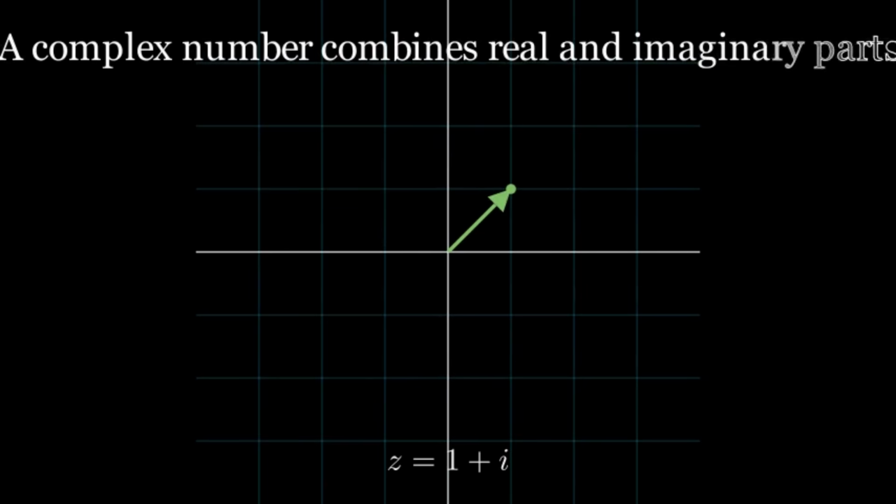A complex number combines a real part and an imaginary part. For example, z equals 1 plus i. The number 1 is real, and i is imaginary. We can plot it as a point on the graph and draw an arrow from the origin.